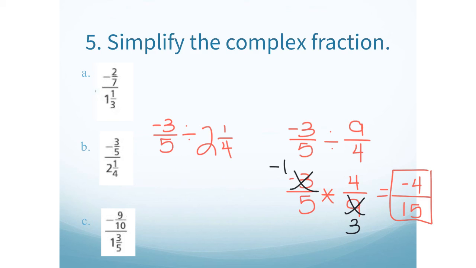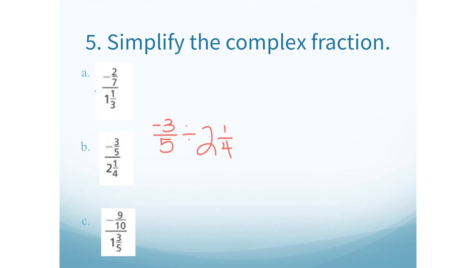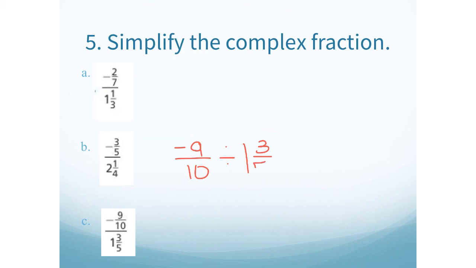And the last one we're going to do together is C. Negative 9/10 divided by 1 3/5. First, let's write it out. Get it out of that complex fraction form. Helps it make a little bit more sense. Now, let's change our mixed number into an improper fraction. Negative 9/10 divided, let's see, 5 times 1 is 5, plus 3 is 8, over 5.